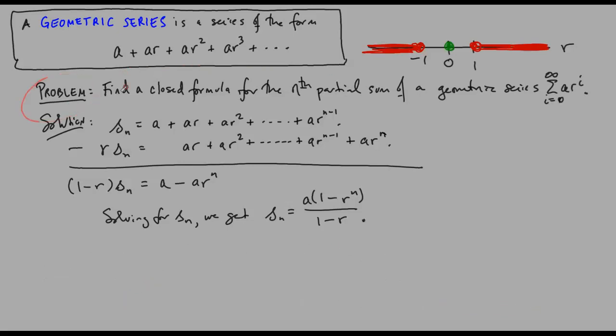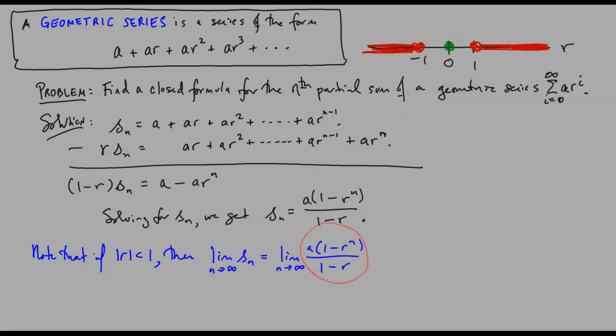We've solved our problem. We have our closed formula for the nth partial sum, but the reason we care about the nth partial sum is because we know that when we take the limit of the nth partial sum, we get the sum of the series, provided that limit actually exists. So let's do it. Note that if the absolute value of r is less than 1, that's the case we're looking for here, where r is between -1 and 1, then the limit of the nth partial sum as n goes to infinity is the limit of the formula we just discovered, as n goes to infinity. What's that going to look like?